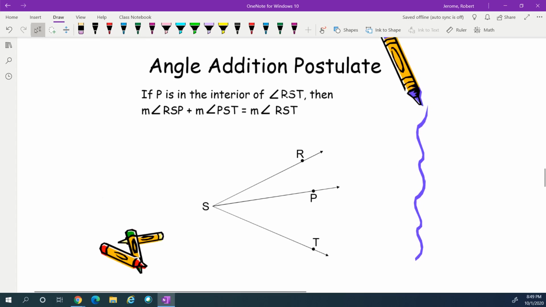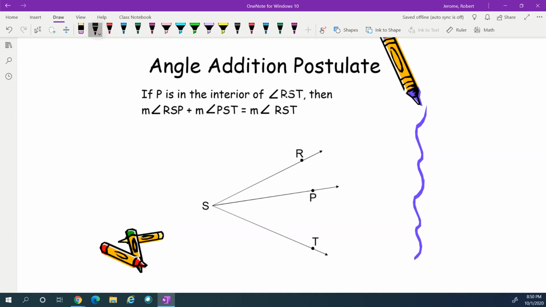We have the angle addition postulate, which, if you remember the segment addition postulate, this will be very similar. With segment addition, we said we can add the little segment plus the little segment after it, and that's going to give us the whole thing. So if we write it out, AB plus BC equals AC. The only difference here is that we have more letters.